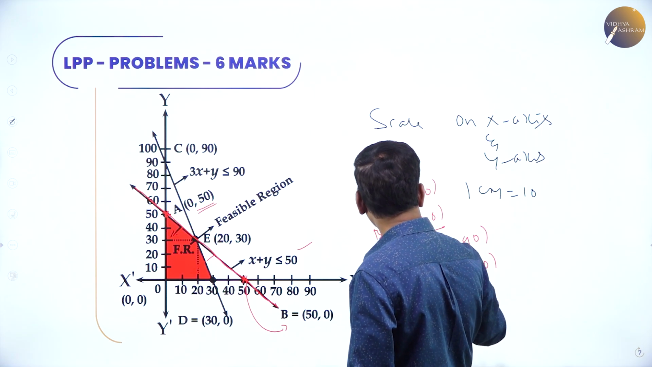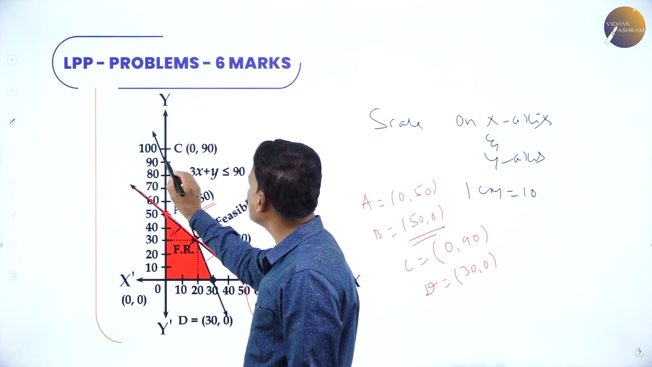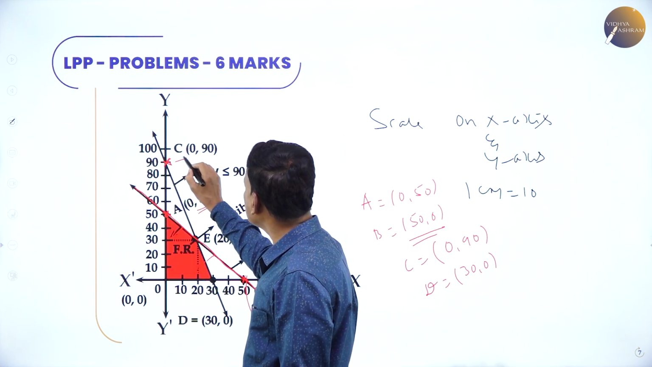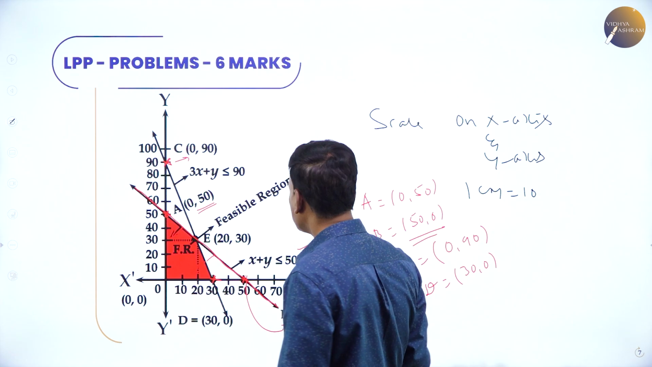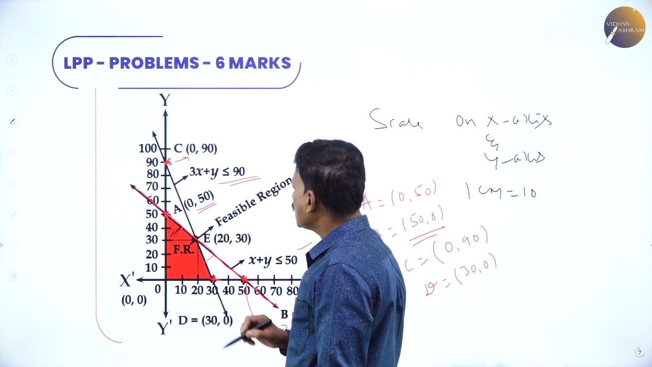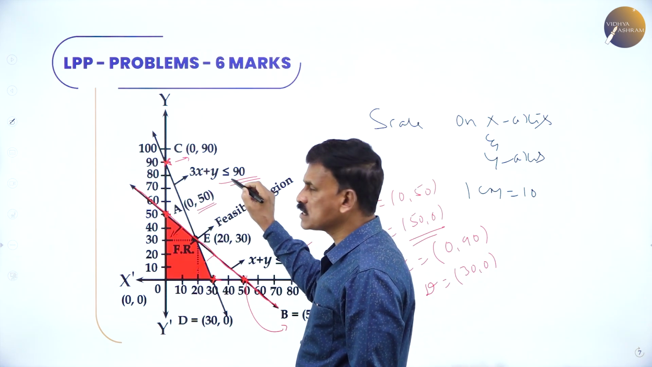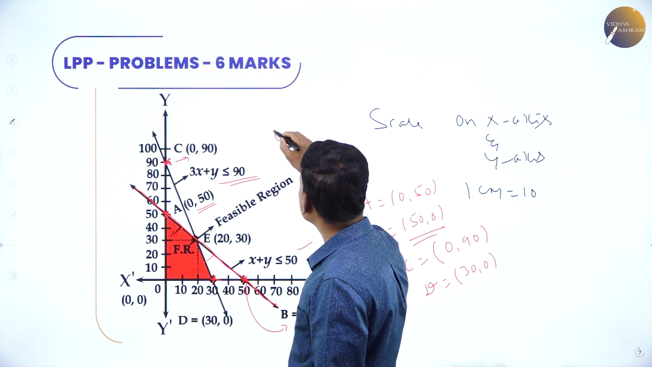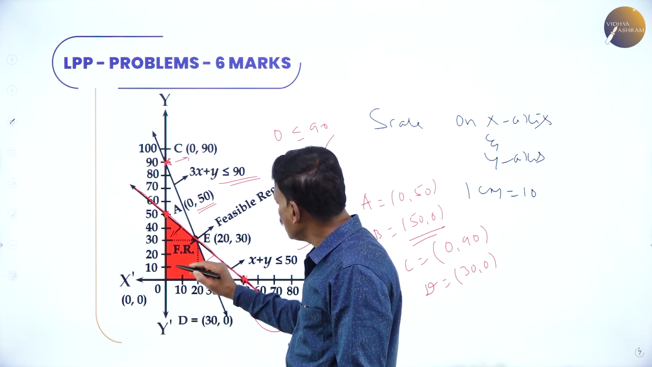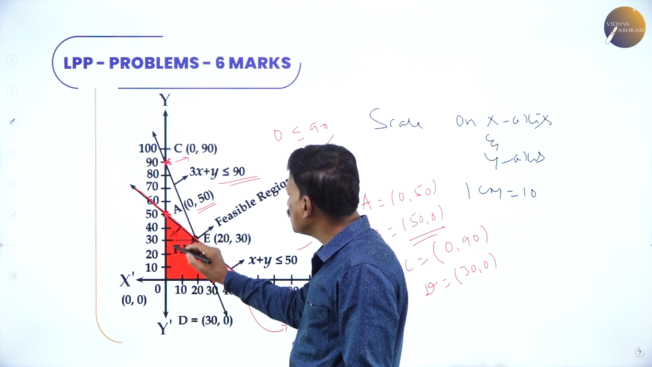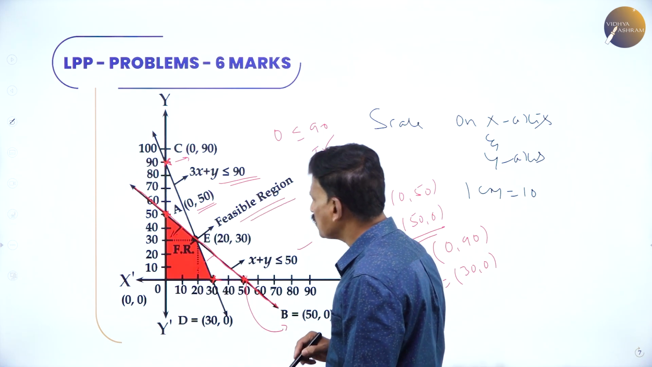Now for the second line, what are the points? C is equal to (0, 90), x is equal to 0, y is equal to 90. So this is the point C, (0, 90). And D is (30, 0). What is the equation? The second equation is 3x plus y is less than or equal to 90. Again, if you put x is equal to 0, y is equal to 0, then 0 plus 0 is less than or equal to 90, which is true. So the feasible region is towards the origin. For the two lines together, the shaded region gives the feasible region.